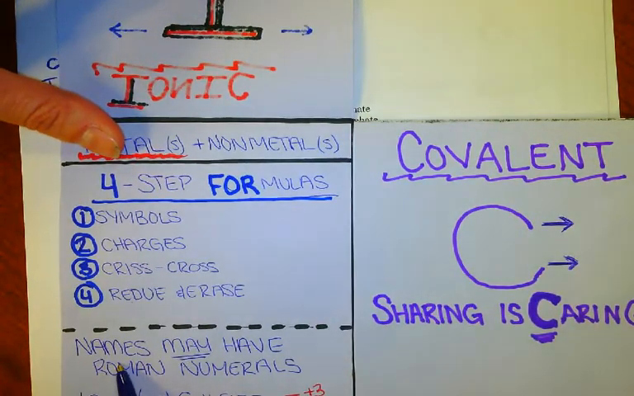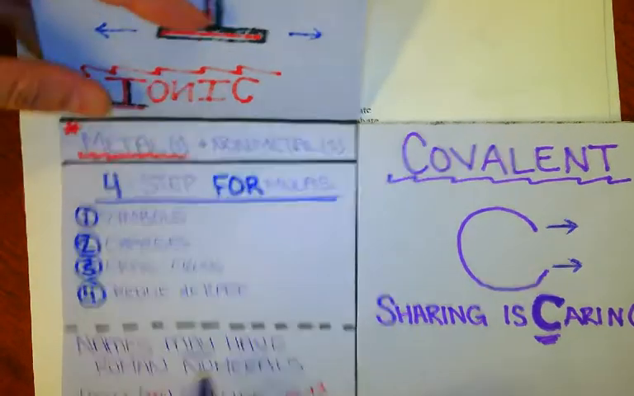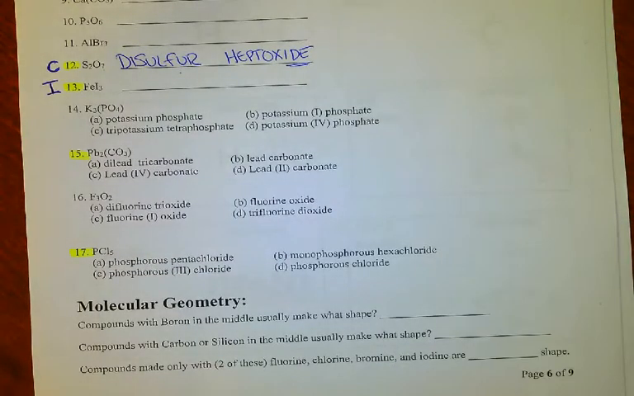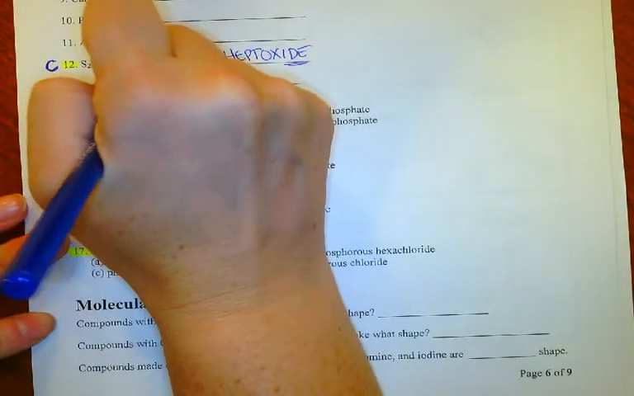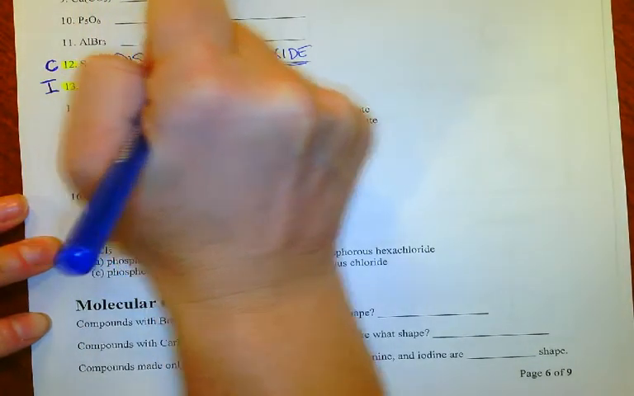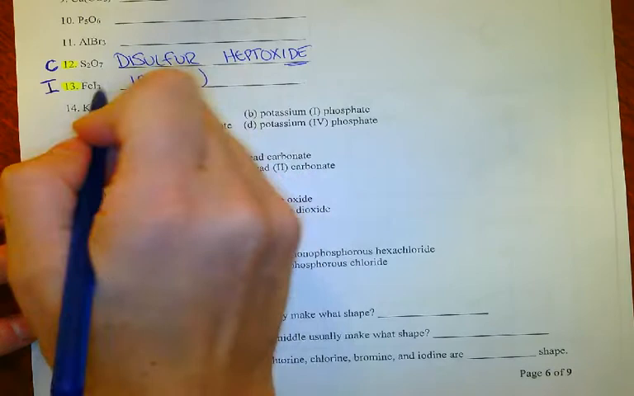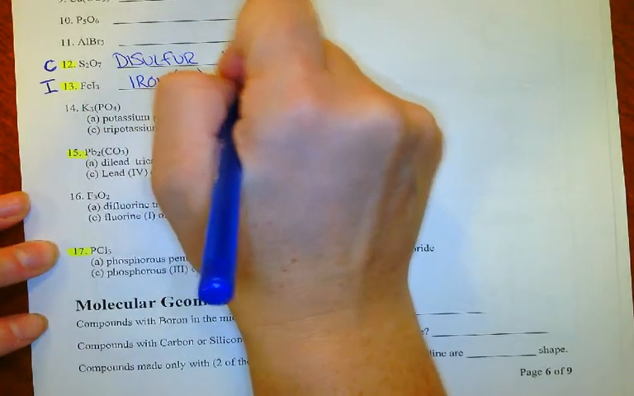Alright, names may have Roman numerals. Be careful. We've got to be checking for that. Iron definitely needs one. It's not in the exception block. So it's going to be iron blank, blank. And then I is iodide.